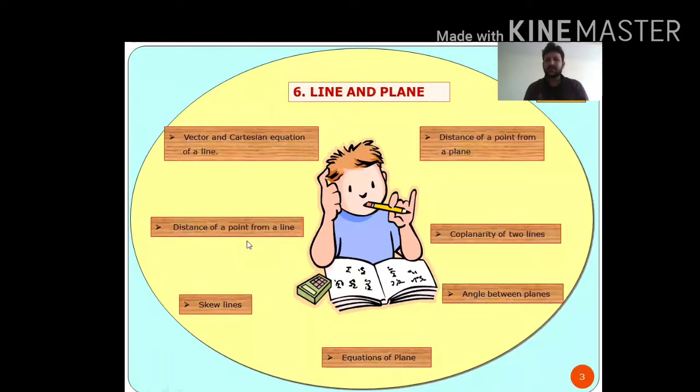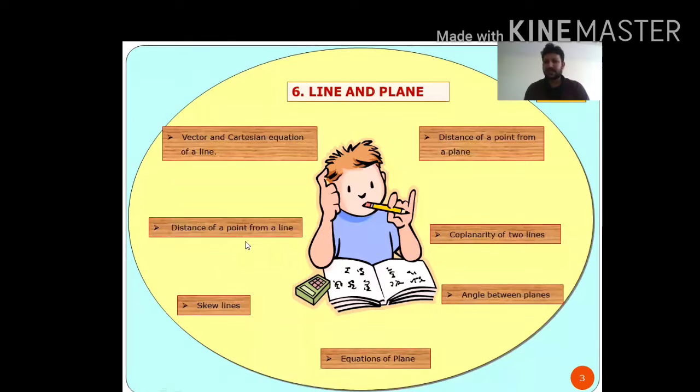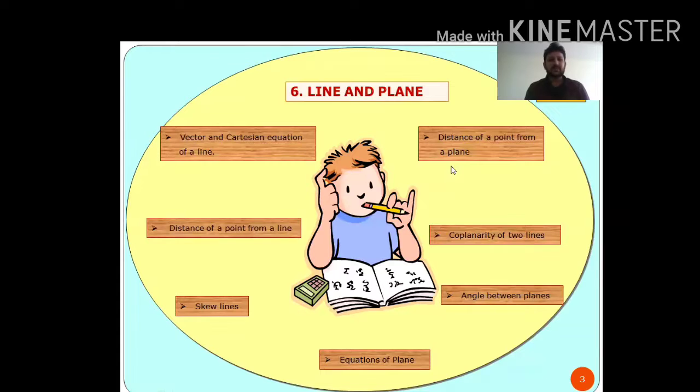Fourth concept, equation of planes. Fifth concept, angle between two planes. Next concept, coplanarity of two lines. And the last concept of this lesson, distance of a point from a plane. These concepts you have to learn in this lesson. Today, presenting the first concept, vector and Cartesian equation of a line.